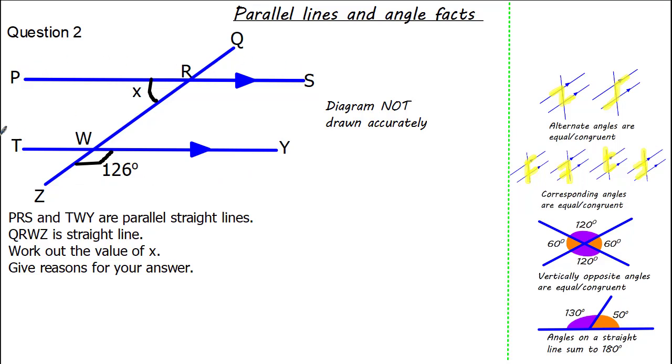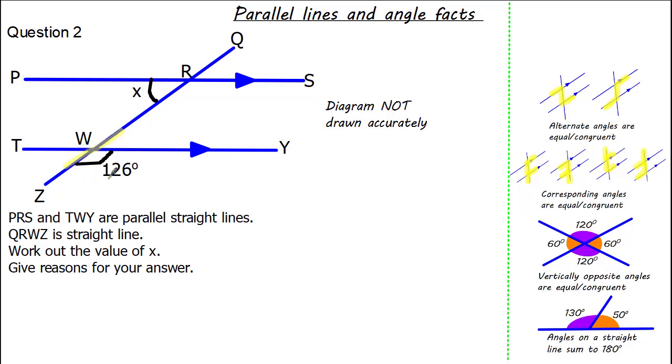PRS and TWY are our parallel straight lines, where QRWZ is a straight line. We're asked to work out x and give reasons for our answer. Firstly, look at the angle you are given and see if we can spot any one of our angle facts.